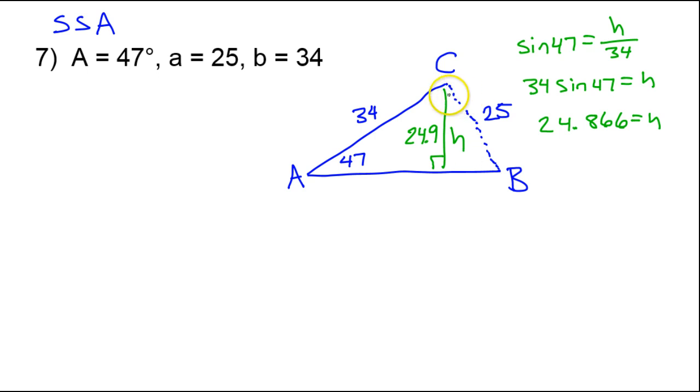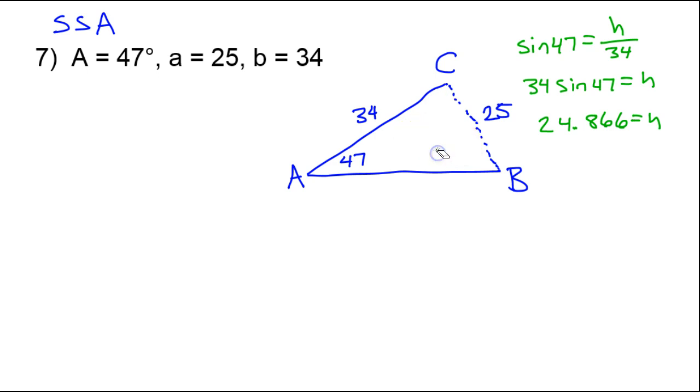Because what we have to decide is our swing side. Think of it as a rope. Will the rope reach the other side? Is it long enough to reach? And yes, it is. The height is 24.9 approximately, but the rope is 25. So the rope is long enough to reach because it is longer than the height. So we will have at least one triangle.